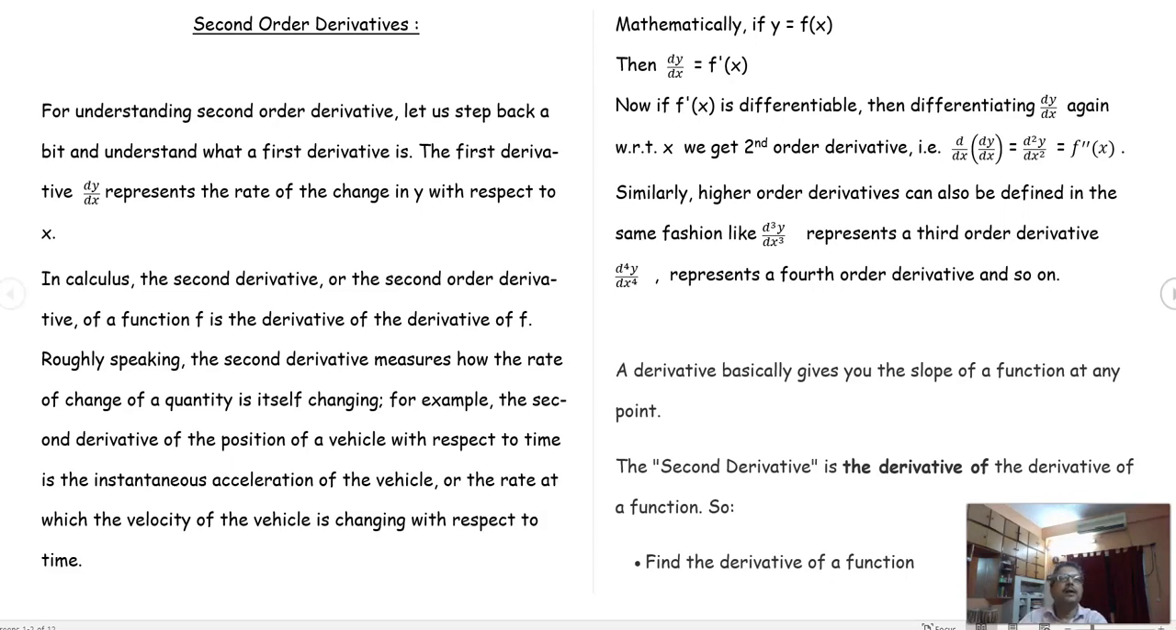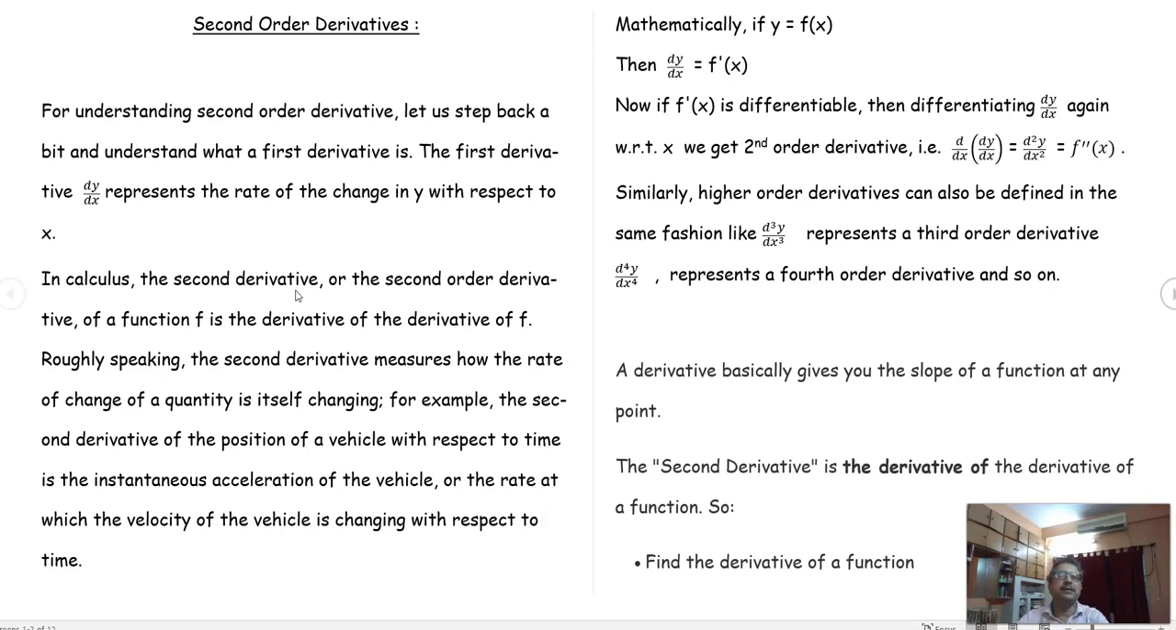Good morning. In this tutorial I'd like to explain the concept of second order derivative, which is the derivative of a function a second time. If we take just one step backward, the first order derivative, as you have written, dy by dx, represents the rate of change of y with respect to x. The second order derivative is the differentiation of the first order derivative.